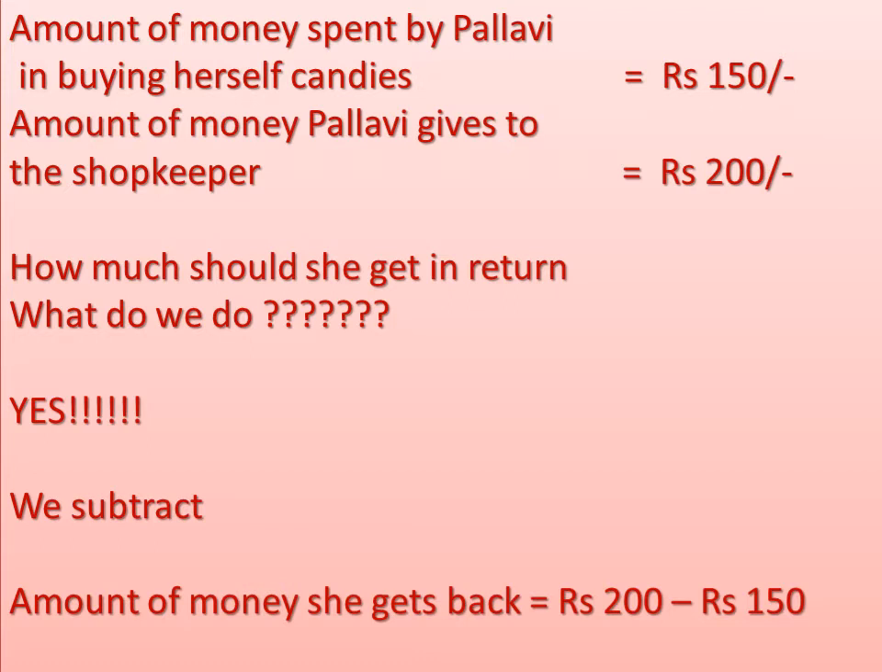So our friend Pallavi is facing a problem sum. Let us see what her problem is. Whenever we have to solve a problem sum, always remember that the first step is to write all the things which are given to us in statement form. So let us see. Amount of money spent by Pallavi in buying herself candies is equal to rupees 150. Amount of money Pallavi gives to the shopkeeper is equal to 200. Now, how much money should she get in return?